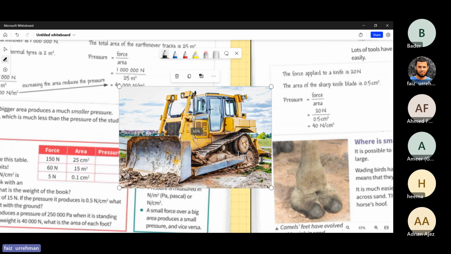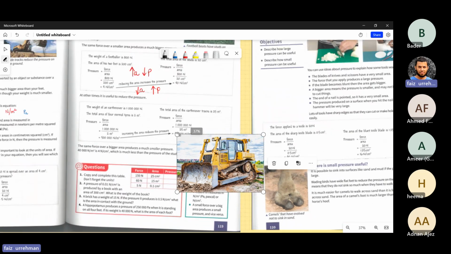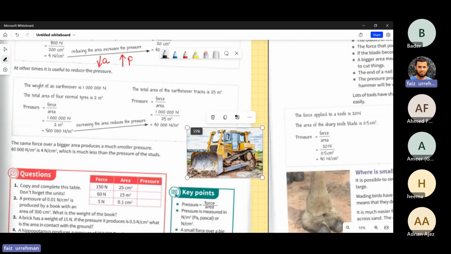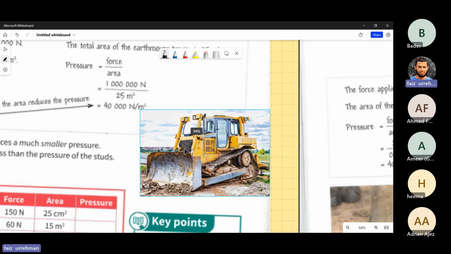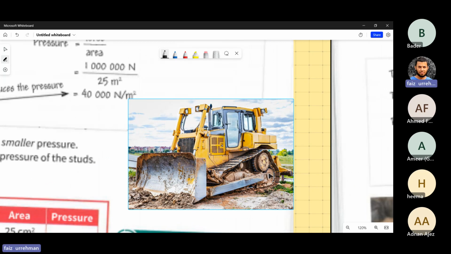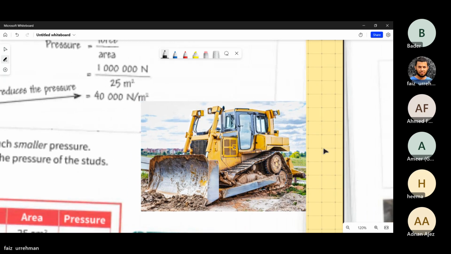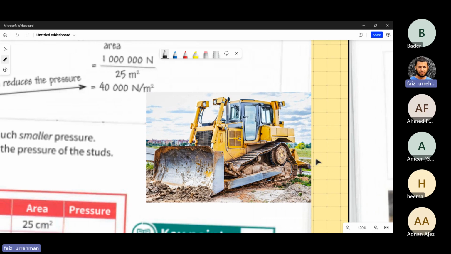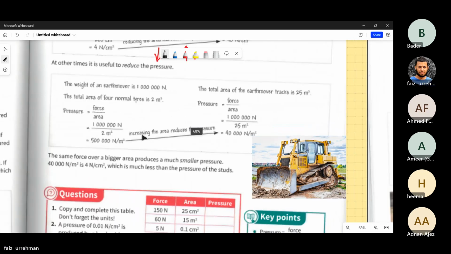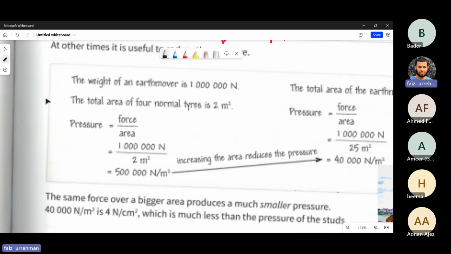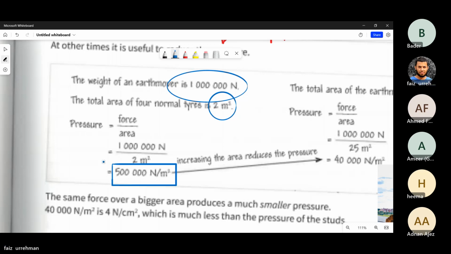Now look at this photo. I will explain this photo with this example. This equipment is very heavy. If it was traveling on 4 tires, on each tire there will be a lot of pressure. Why? Because the tire is touching only a small area on the ground. The area of a normal tire is approximately only 2 meters square. So for lifting 1 million Newton, if you are using tires, how much pressure is generated? 500,000 pressure is generated, which is a lot, and the tires can burst. They can't bear the load.